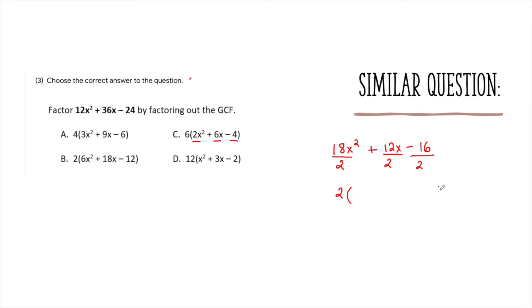And now we're going to divide. 18x squared divided by 2 is 9x squared. 12x divided by 2 is 6x. Negative 16 divided by 2 is negative 8. They don't all share an x, so we know we're good there. Even though the 9 and 6 can still be divided by 3, the 8 can't be, so we know that it's all relatively prime. And if you distribute back, it will distribute back to this polynomial.